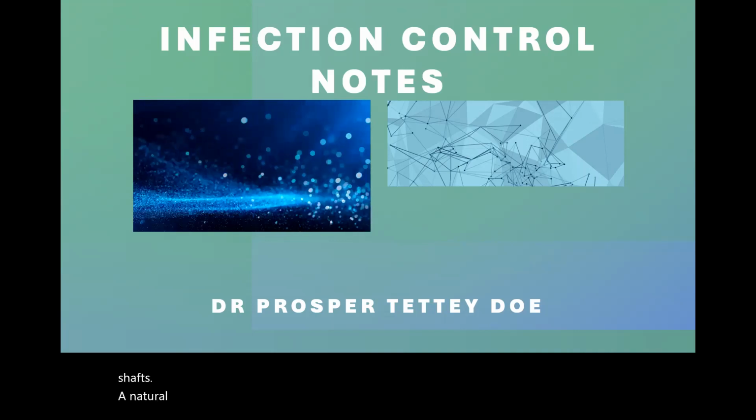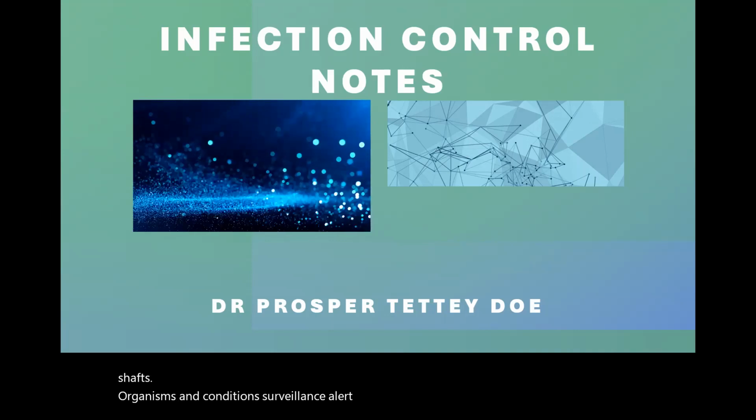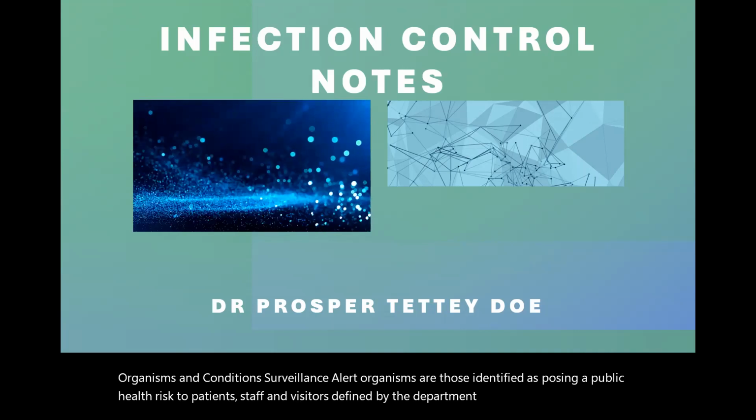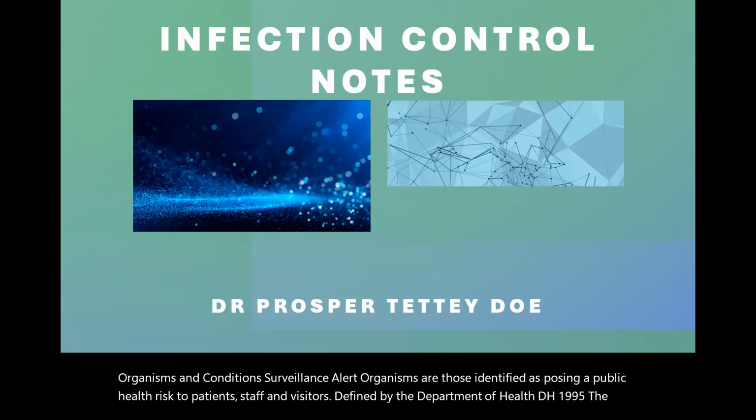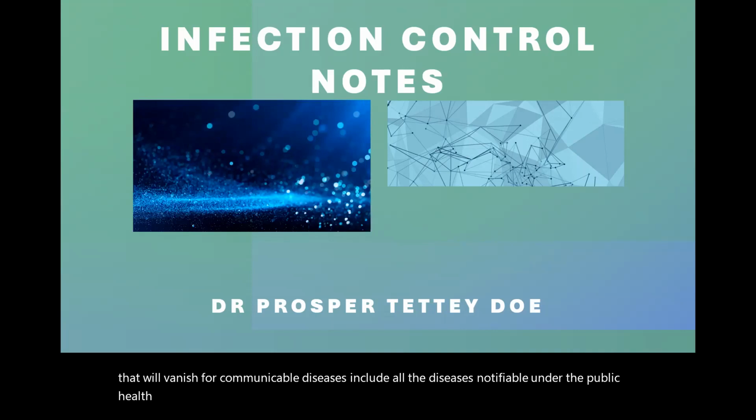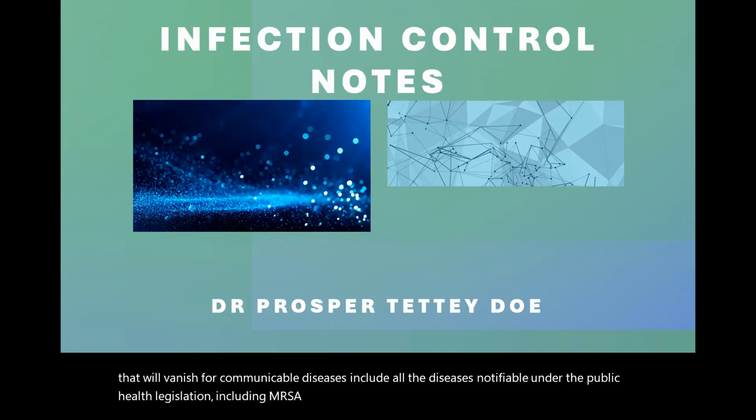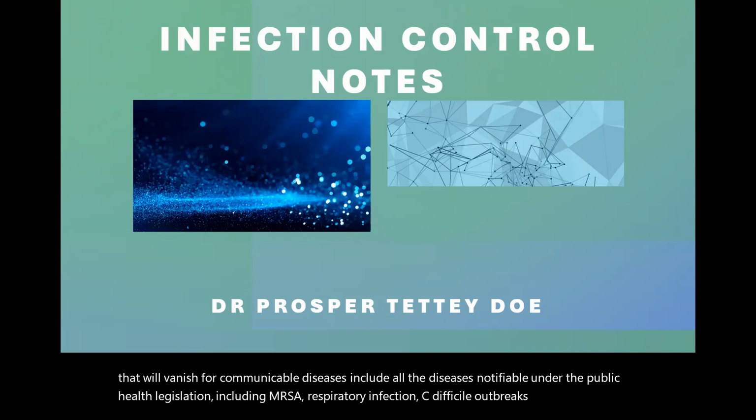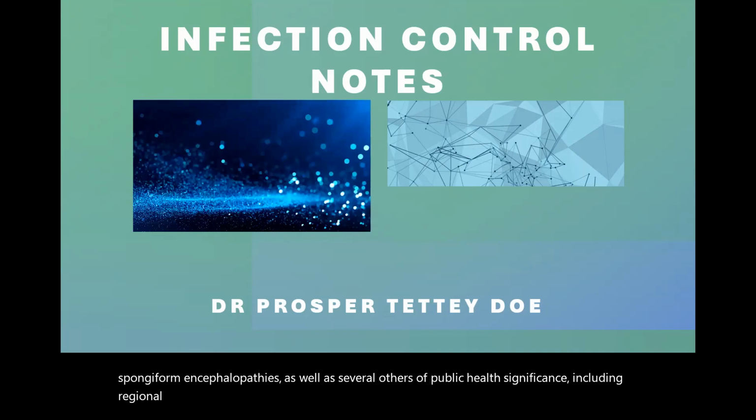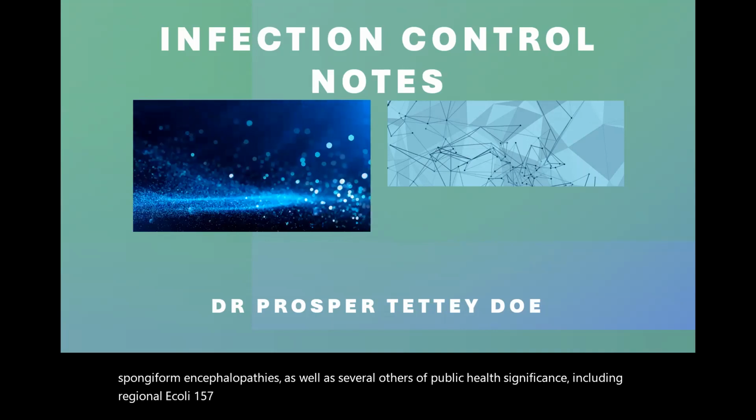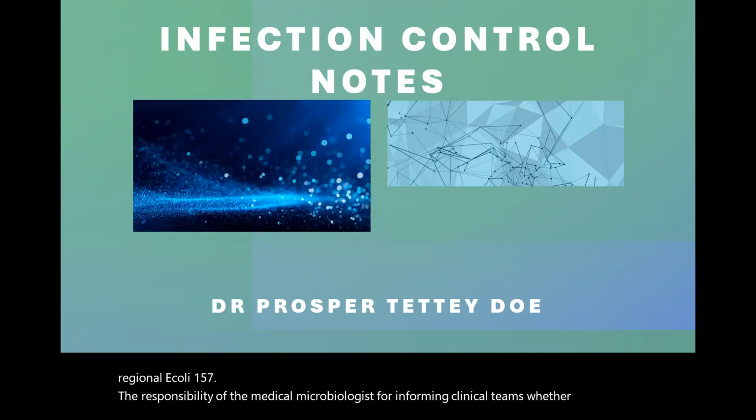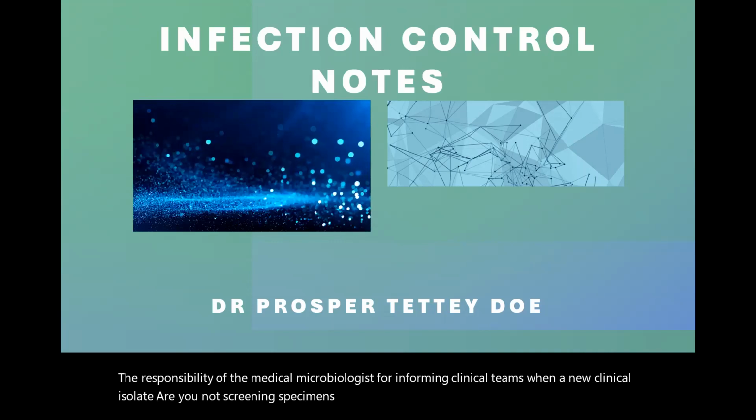Alert organisms and condition surveillance. Alert organisms are those identified as posing a public health risk to patients, staff, and visitors, defined by the Department of Health, 1995. The key alert organisms for communicable diseases include all the diseases notifiable under the public health legislation, including MRSA, respiratory infection, C. difficile outbreaks, transmissible spongiform encephalopathies, as well as several others of public health significance, including Legionella, E. coli 157, Creutzfeldt-Jakob disease, CJD, whilst it is the responsibility of the medical microbiologist to inform clinical teams when a new clinical isolate, i.e. not screening specimens, of an alert organism has been identified.